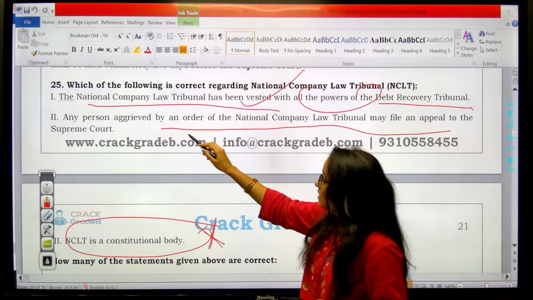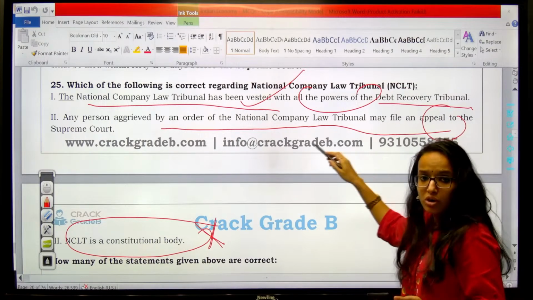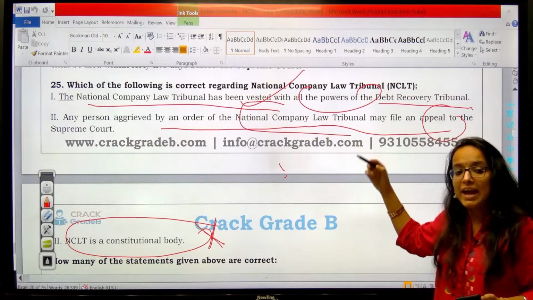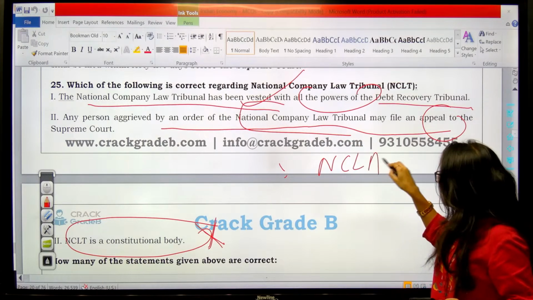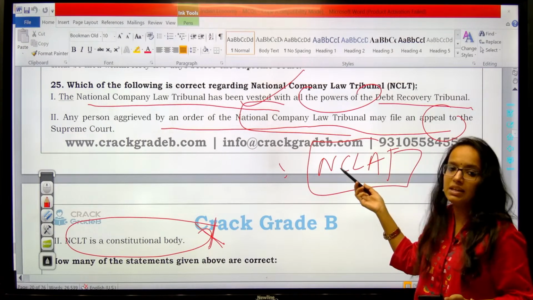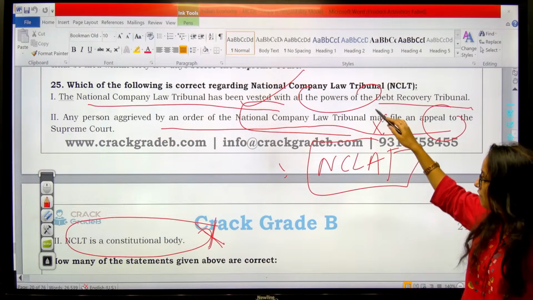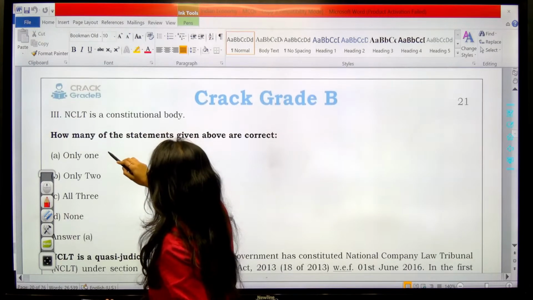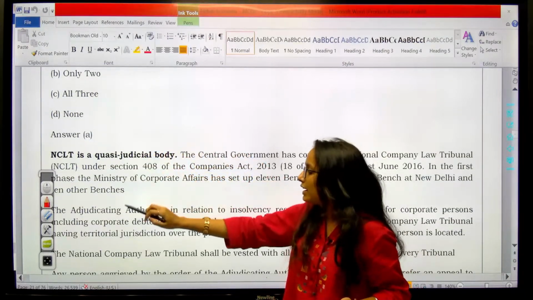Then any person aggrieved by an order of NCLT may file appeal to the Supreme Court? No. Aggrieved by, first they have to go to the appellate tribunal of the NCLT, which is NCLAT, National Company Law Appellate Tribunal. Then after that they can go to the Supreme Court. So this also has to be wrong. So effectively one only is the correct answer. One only. Yes. A is the right answer, as you can see here. A is the right answer.